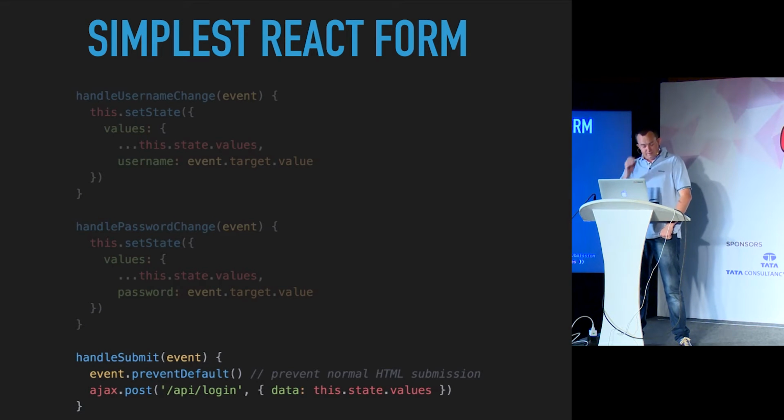Next down here we have the submit handler, and this is also given the event. If we're going to do an AJAX submit, it's got to call preventDefault, so we don't do the HTML submission like we used to do back in the 90s. And then you can AJAX post off your data to some endpoint. And notice that the data that we're sending off is in this.state.values. We're not looking at the inputs because we know that the values that we have in this.state.values are the values of the form.